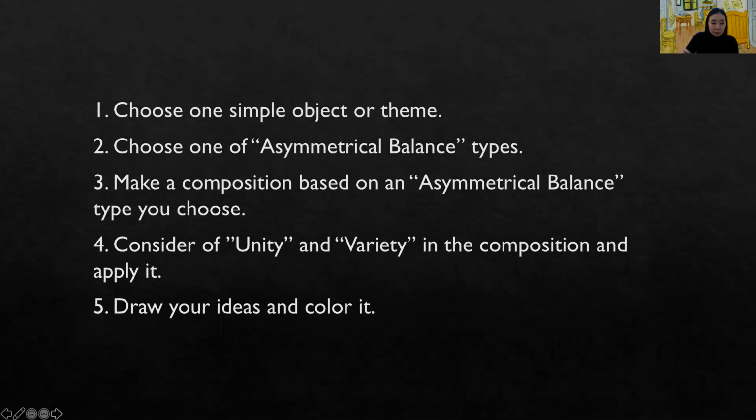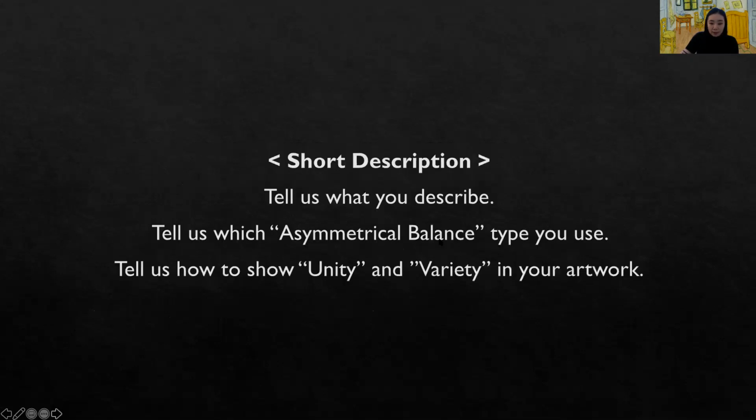And number 4, consider unity and variety in the composition and apply it. And number 5, draw your ideas and color it. So when you post your work process, I need you to write a short description about your artwork. I need you to write which asymmetrical type you use in your work of art, and how to show unity and variety in your artwork.